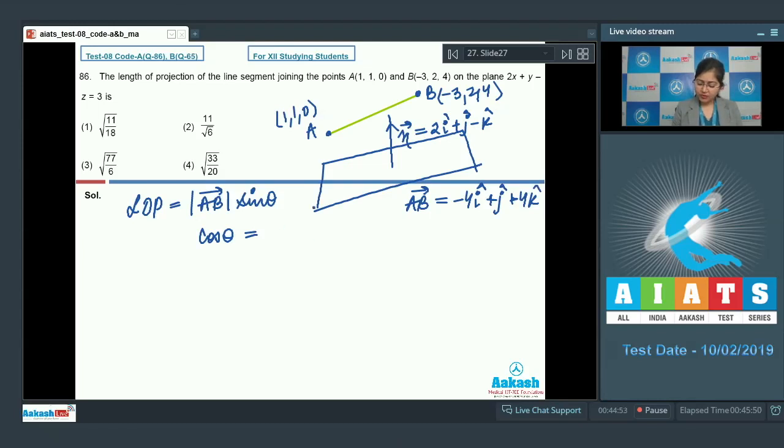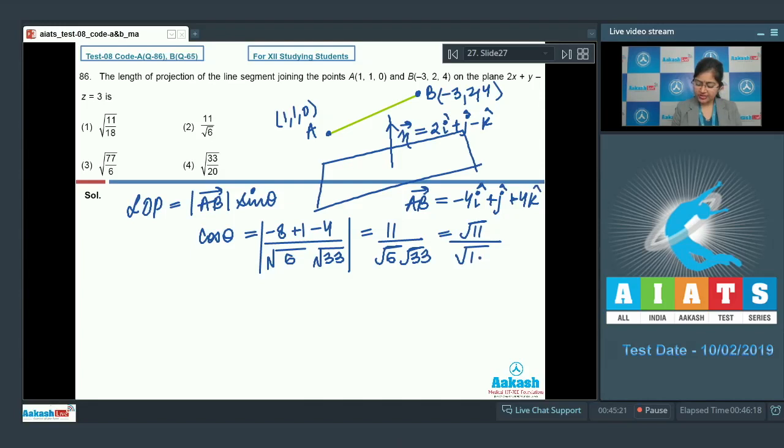Cos theta will be equal to AB vector dot eta vector, that is equal to -8 + 1 - 4 upon under root of 4 + 1 + 1, that is root 6, into under root of 16 + 1 + 16, that is 33. Modulus of this, so this is equal to 11 upon under root 6 into under root 33, which can be written as under root 11 upon under root 18. So this is the value of cos theta.